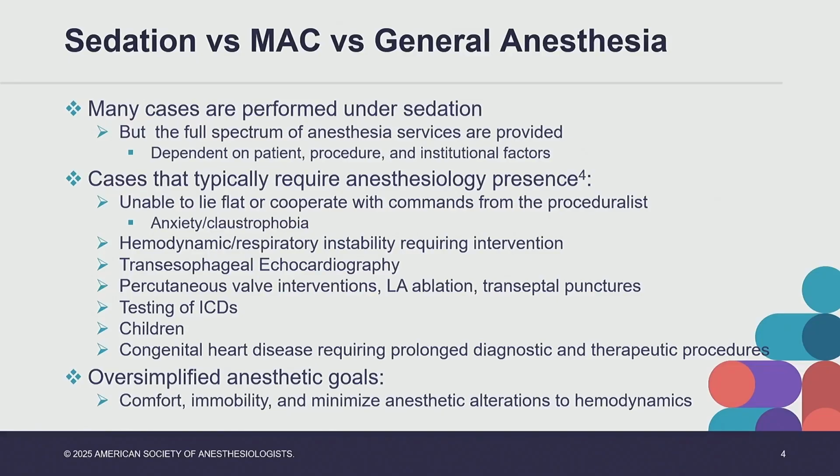And from my perspective, almost all children that are coming to the cath lab or electrophysiology lab require general anesthesia. There are a few exceptions where we do it under a MAC. And most of them are just prolonged cases. They've got cyanotic heart disease and prolonged procedures, and it's just easier to take care of them with general anesthesia and intratracheal intubation. So if I could really oversimplify our anesthetic goals for these patients, it is to provide comfort, immobility for the proceduralist, and minimize our anesthetic alterations on their hemodynamics.